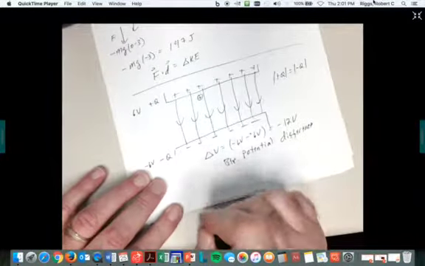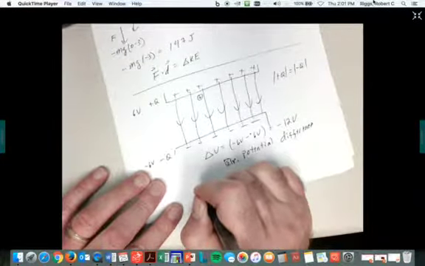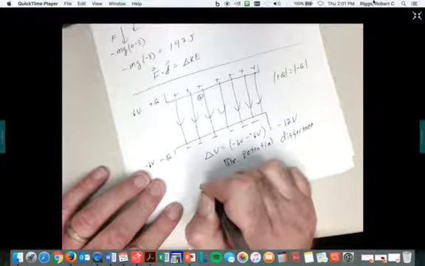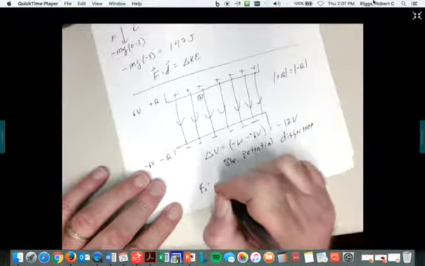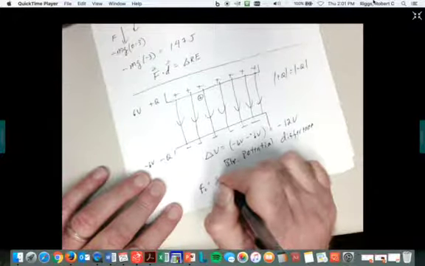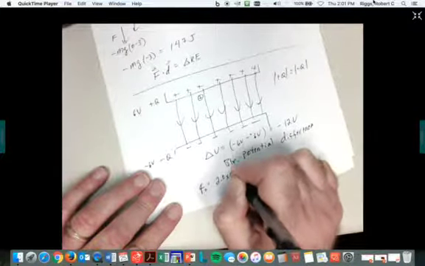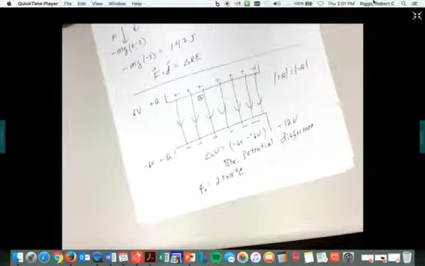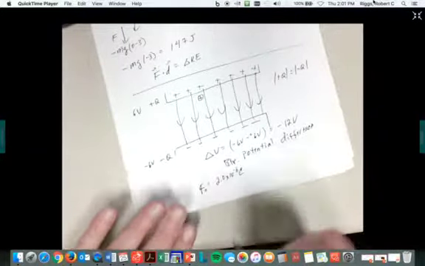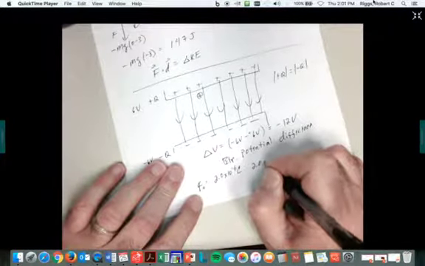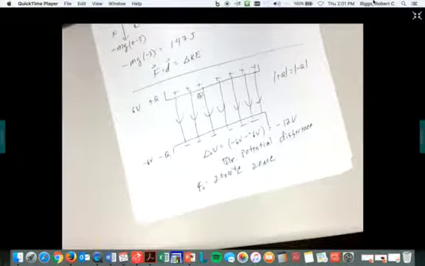Let's say my positive charge, Q naught, was equal to 2.0 times 10 to the negative 6 coulombs. Okay, so it's 2 times 10 to the negative 6 microcoulombs. And you'd see that written like that. All right? Here's the deal.